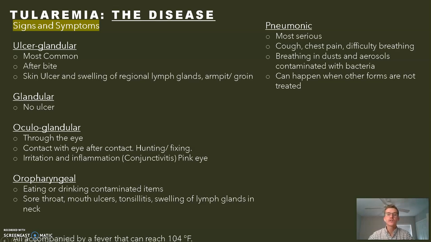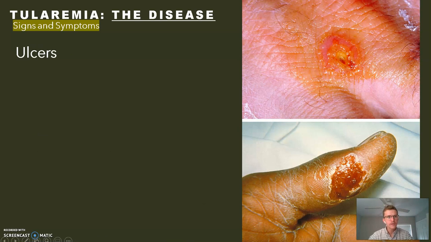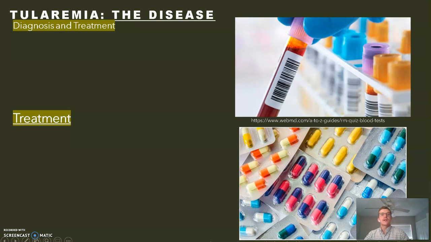And this can happen also when other forms are not treated. This bacteria is going to start traveling through the blood. It enters the alveoli of the lungs, and that's how you're going to get your pneumonia. And so the most serious signs and symptoms are, again, going to be these ulcers that you'll see on the skin there. And so some diagnosis and treatment.